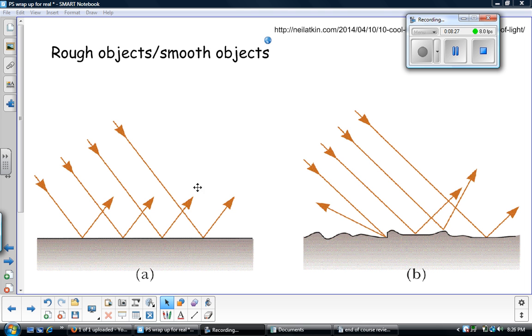Alright, so two extreme examples of what can happen when light is reflected. Sometimes it's reflected and it makes a reflection like your face in a mirror. Sometimes light is reflected but you can't see an image because of the way that the light is scattered.